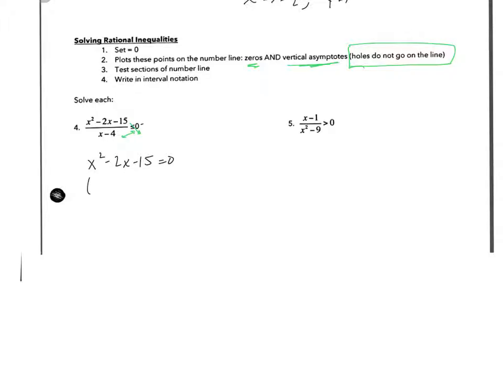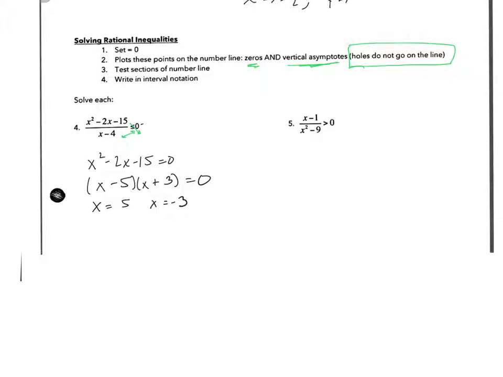So we're going to factor this. We have two numbers that multiply to get you negative 15: 5 and 3, negative 5 and positive 3. So we get x equals 5, and we get x equals negative 3. These are real answers to the problem. These are your x-intercepts, which makes sense on the number line. These are points on the number line.